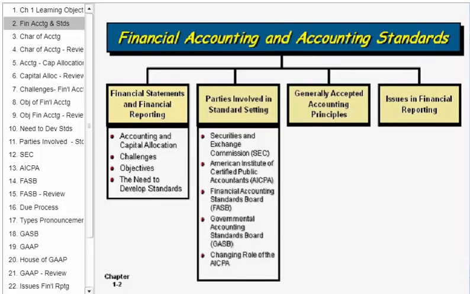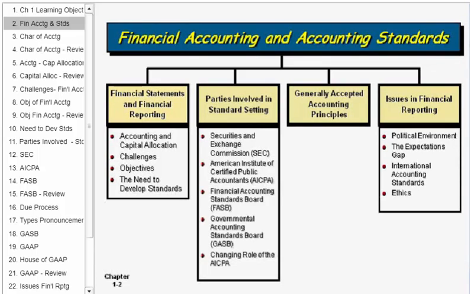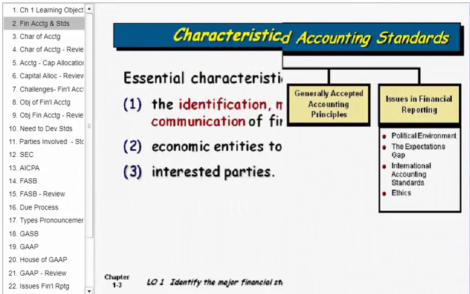There are parties involved in standard setting of financial accounting: the SEC, the AICPA, the FASB, even the GASB, the Government Accounting Standards Board, and also we're seeing a changing role of the AICPA. Then we get to the idea of GAAP, Generally Accepted Accounting Principles, and we look at issues in financial reporting which involve considering the political environment, the expectations gap, the role of international accounting standards, and ethics.